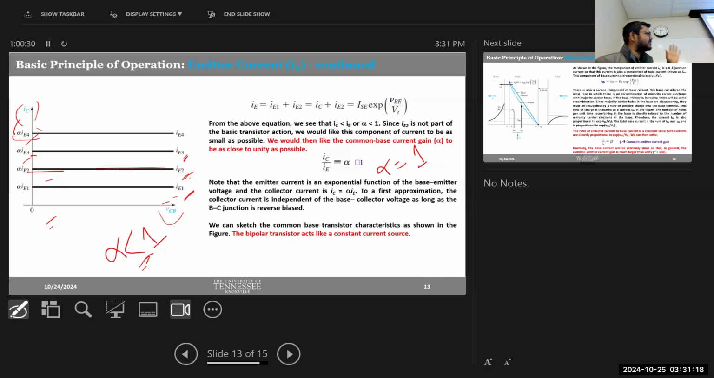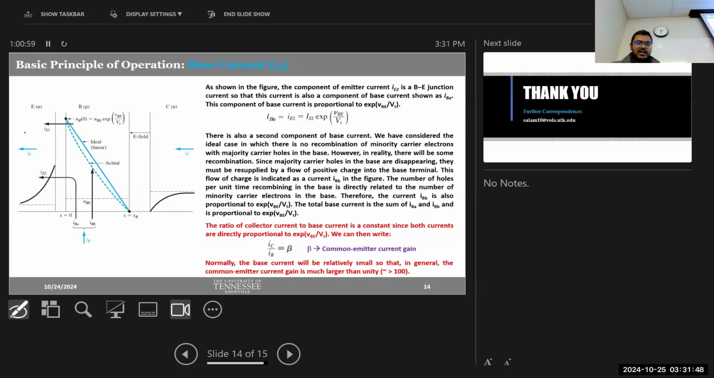And another use of this BJT is that you can see here, if you only look at the base collector junction, you can actually design a constant current source, right? The voltage does not have any effect. So even if you change the voltage, as long as it's in the reverse bias condition, you should have this type of constant current. So this BJT can also act as a constant current source due to this behavior here.